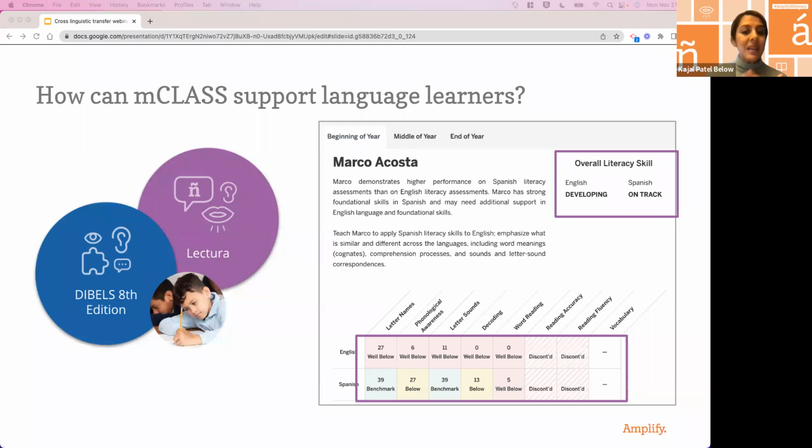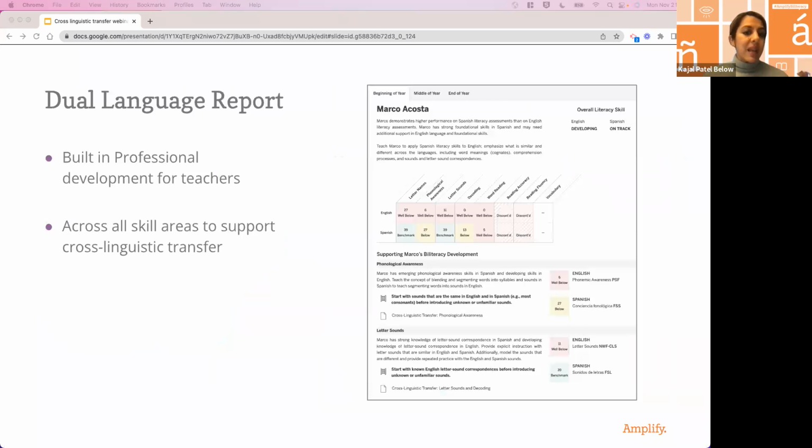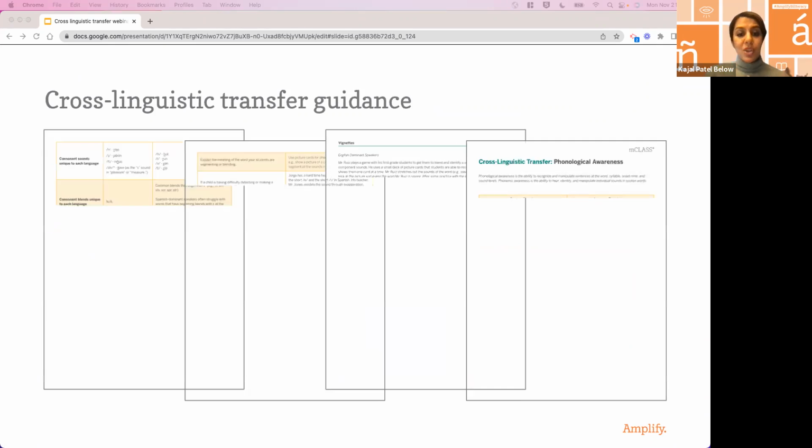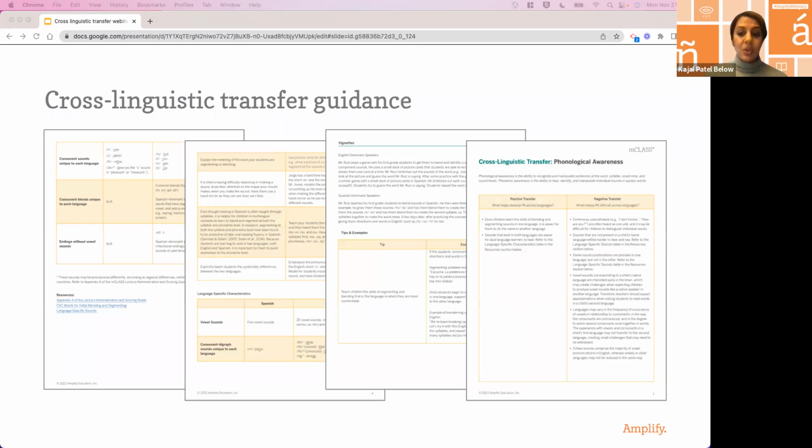If we go to the next slide, we can see that in that same report, there is information given to teachers, built-in professional development across skill areas to support cross-linguistic transfer. Lauren shared many of these resources earlier, and this is exactly their access through this report, so that teachers are given this information in the context of their own students' data.